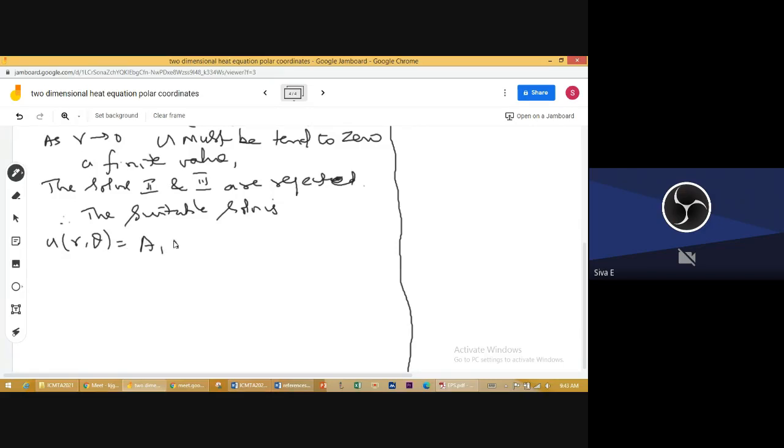There is no need to write A1, B1. Simply write u equals A r power lambda plus B r power minus lambda, into C cos lambda theta plus D sin lambda theta.